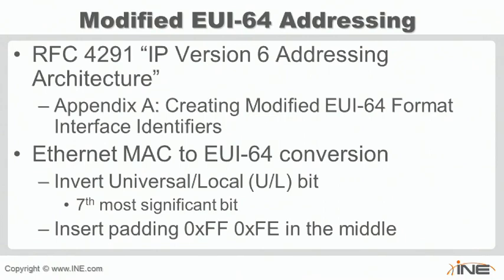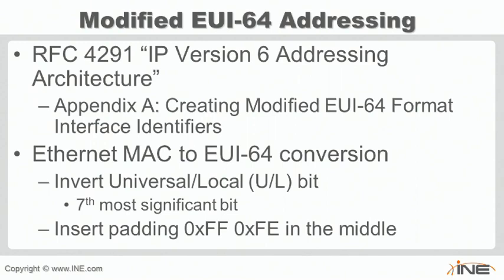So in the case of an Ethernet LAN that we are assigning an IPv6 address on, it's going to take the 7th most significant bit of the address, which is called the universal local bit. It's going to flip this bit, so it's going to invert it from either a 0 to a 1 or a 1 to a 0, then add padding that is FFFE in the middle of the address.